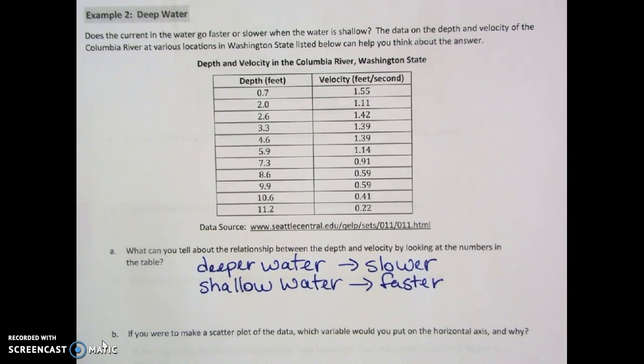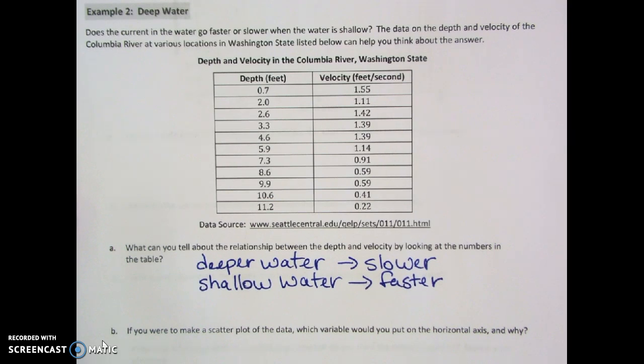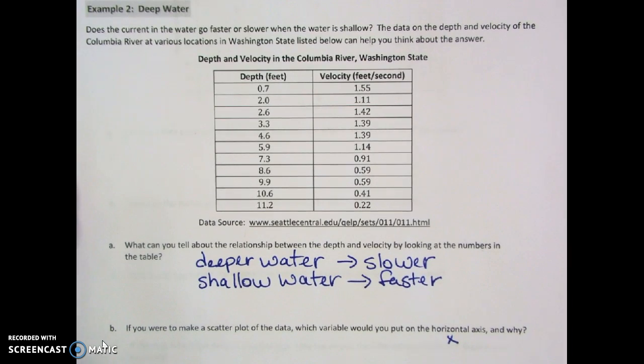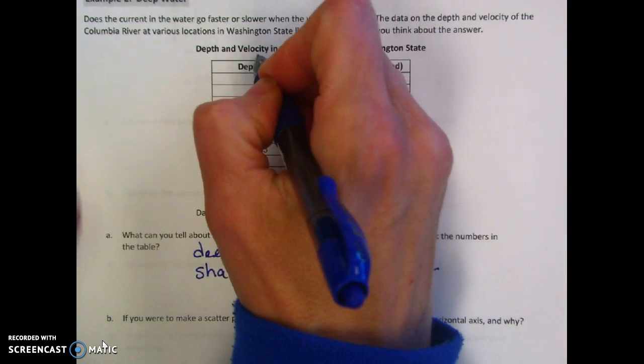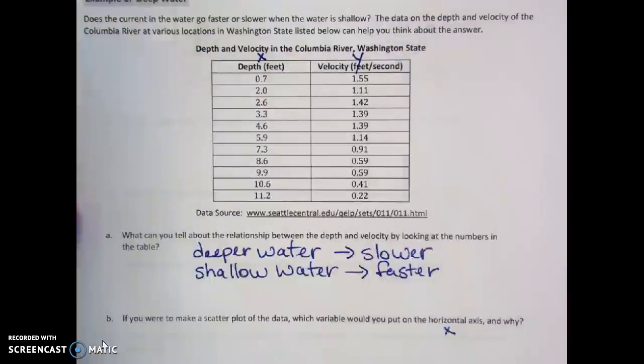Okay, the second question, if you were to make a scatter plot of the data, which variable would you put on the horizontal axis, the x-axis, and y? Well, you're going to want to put the depth on the horizontal axis because depth is the first column of the table. It's also, we have a dependent variable and an independent variable. Velocity depends on the depth. So our velocity is going to depend on what the depth is. So that's another reason why we want to plot the depth on the x-axis.